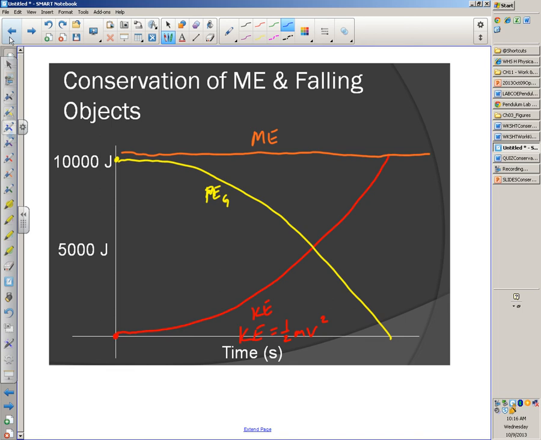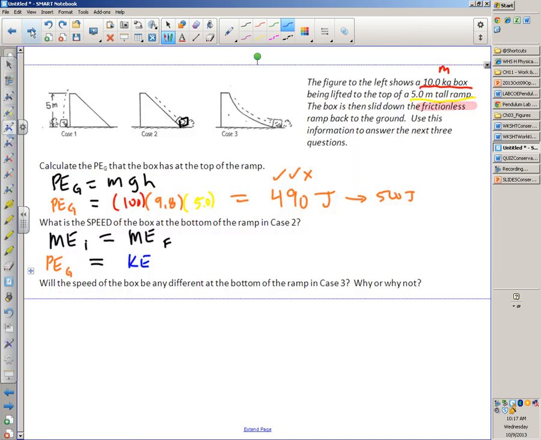But Zoe, what about the red and the yellow? What happens to red? What happens to yellow? As gravitational potential energy decreases, kinetic increases, or vice versa. As one goes up, the other one goes down. How much? The same amount. So, do we know how much potential energy this box started with up at the top? If we do, then we also know how much kinetic energy it ends up with at the bottom. So now we can say that at the bottom of this ramp, the kinetic energy equals 490 joules.